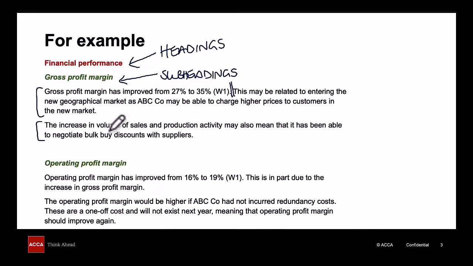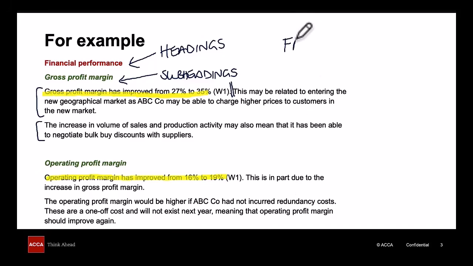In terms of both of my margins in this particular case, I have started there with a fact. So gross profit margin is improved from 27% to 35%. The same sort of idea for operating profit margin. So the fact, what has actually happened. Now that is not what's going to score for me. What's going to score for me is developing that fact.